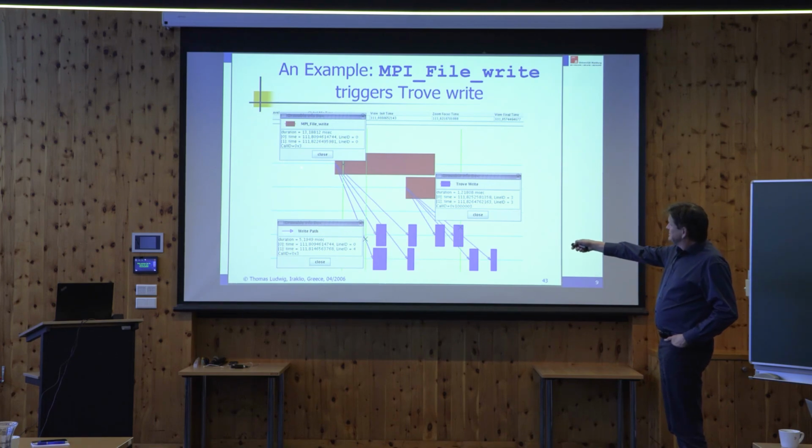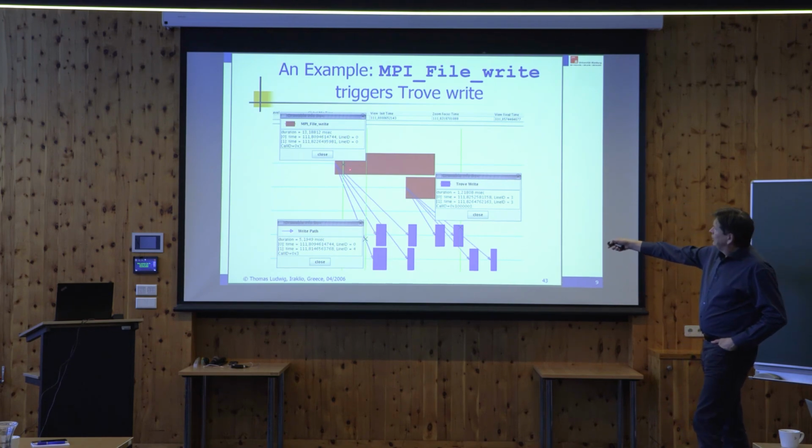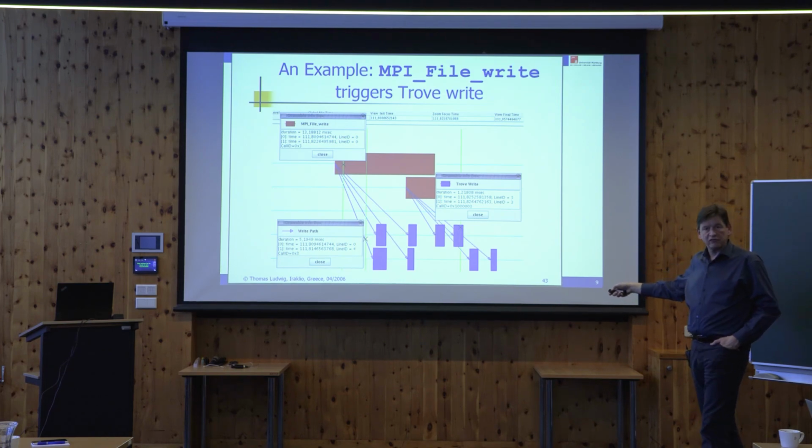So you had timelines for the clients, the two upper ones here, and you had timelines for the server. For example, you have MPI file write operations here, and then you have Trove operations from the PVFS. This is just the low-level write operations to disk. You have them here, and then you can see which write in the program was connected to which write on the client-side level.